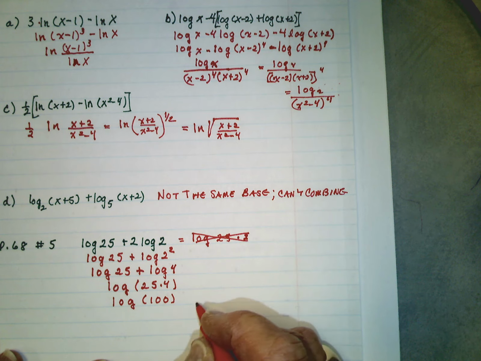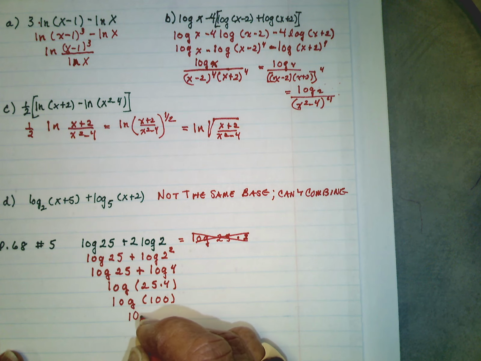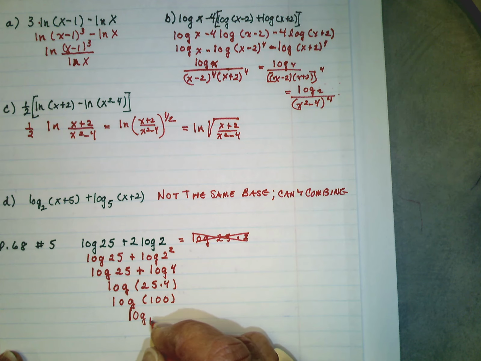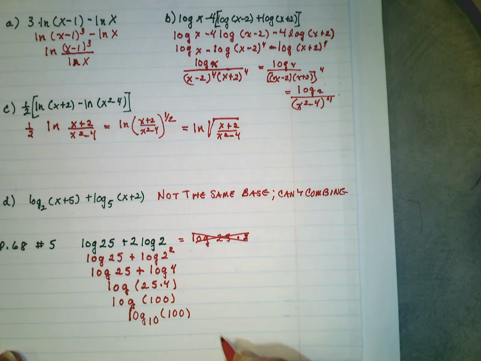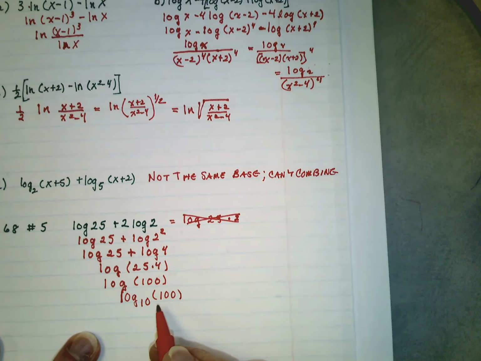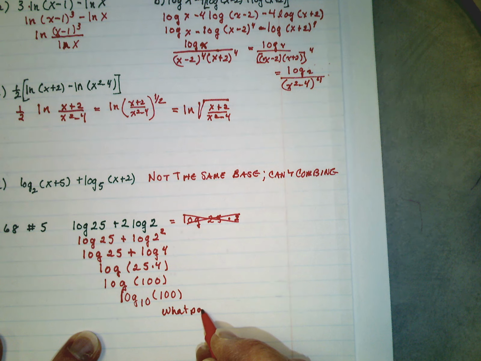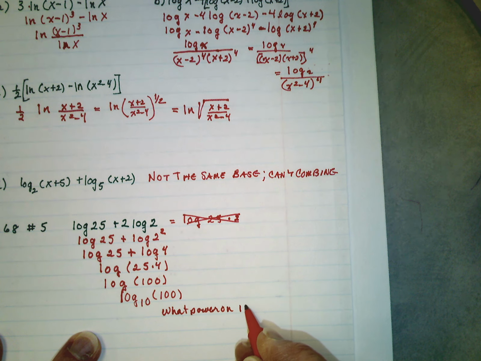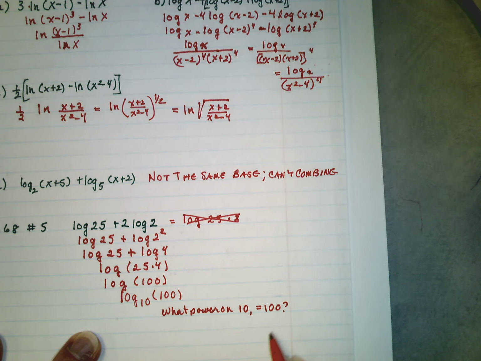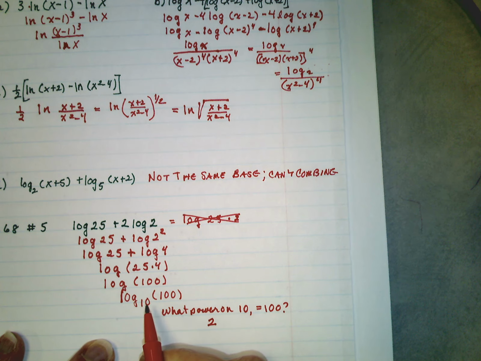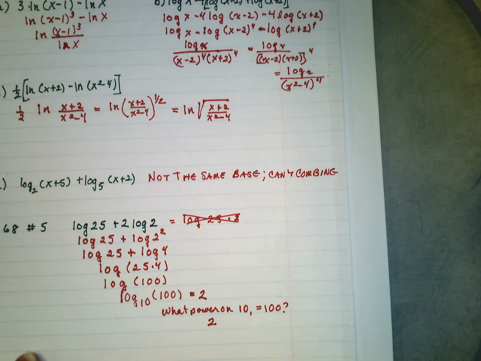But remember, this is really log base 10 of 100. And we can do that. We can come up with that number. This says what power on 10 equals 100. And that, of course, is 2. So this says 10 to the some power came out to 100. And that power would have to be just 2.